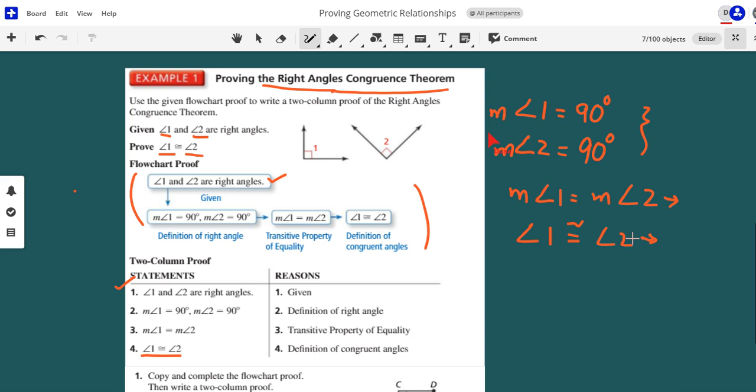From what was given, they knew that right angles are equal to 90 degrees, so they put that the measure of angle 1 is equal to 90 degrees and the measure of angle 2 is equal to 90 degrees. Since they are both equal to 90 degrees, they concluded that the measure of angle 1 would be equal to the measure of angle 2. And then they applied the definition of congruent angles, so since they are the same, they put that angle 1 is congruent to angle 2. Exactly. Is it clear?